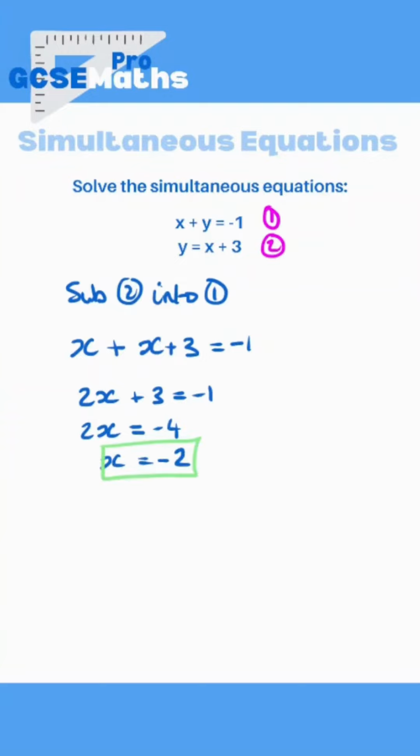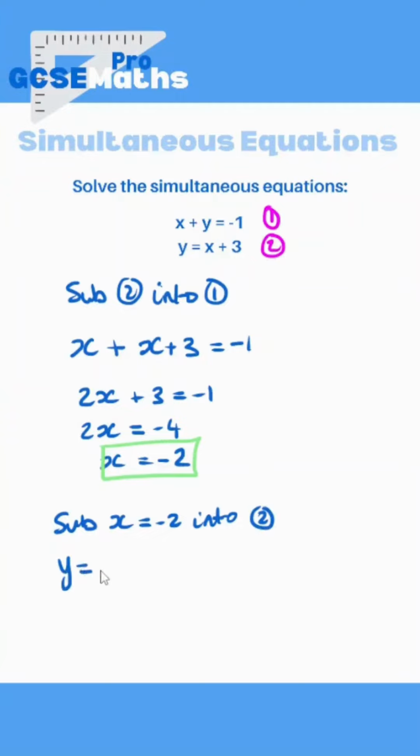Now that I've got the first part, the second part of this method is exactly the same as the second part of the elimination method. Once you've got one value, you just look at both equations and you choose which one you would like to substitute x into. Normally, I would choose the one where you have it as one of the letters of the subject. So equation 2 I'm going to choose.